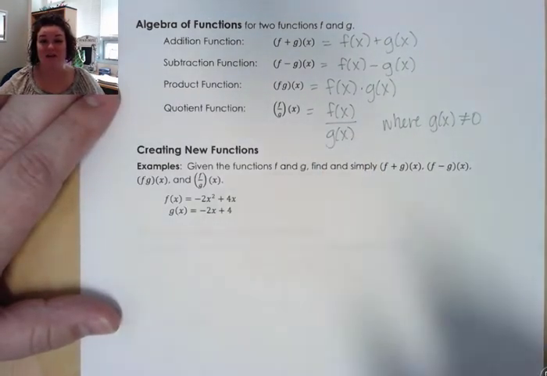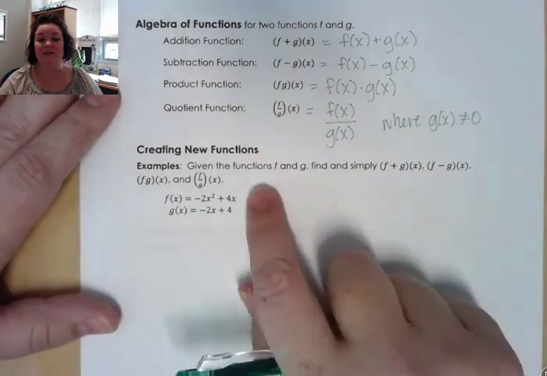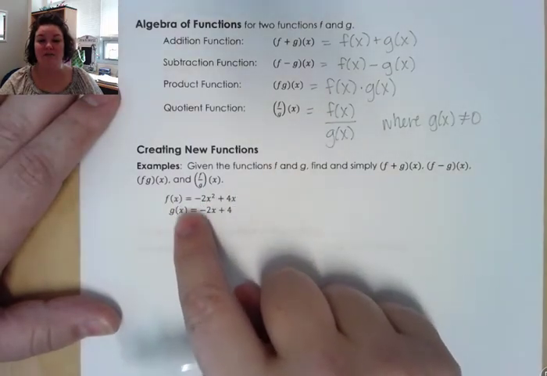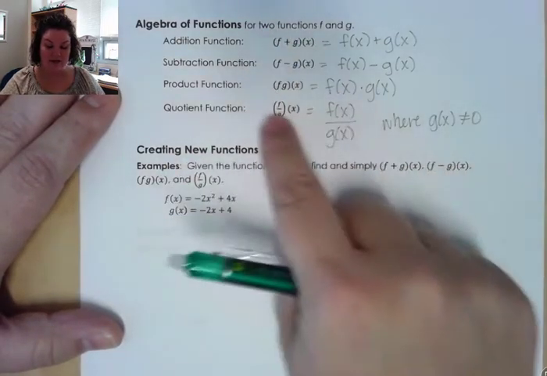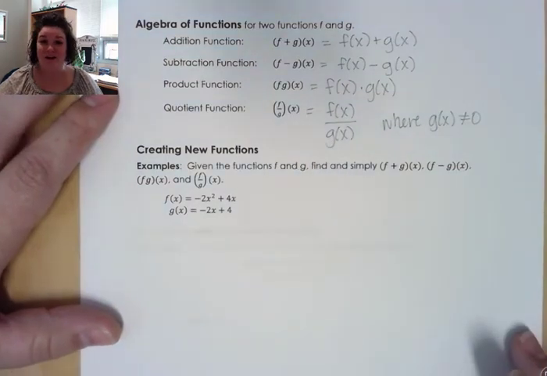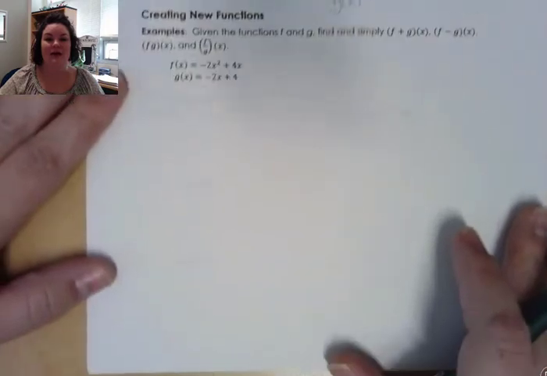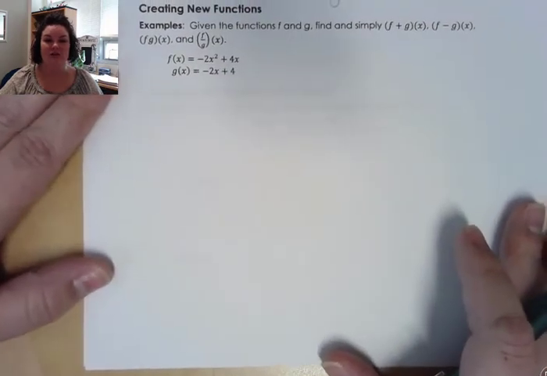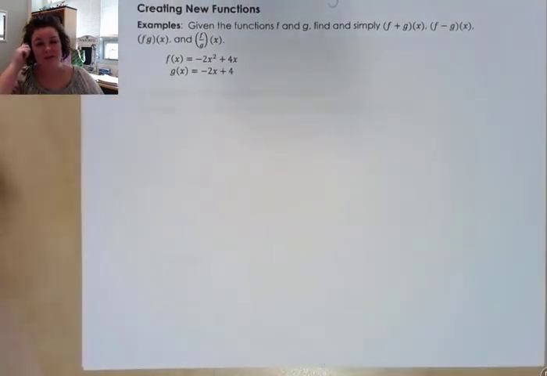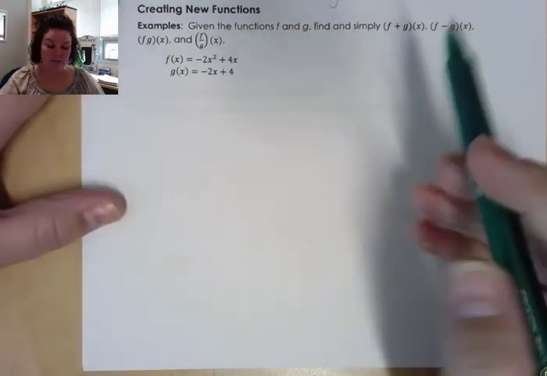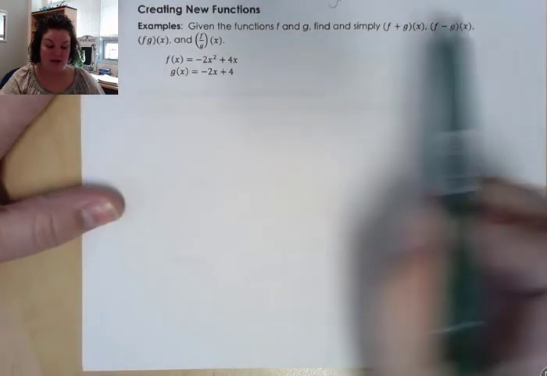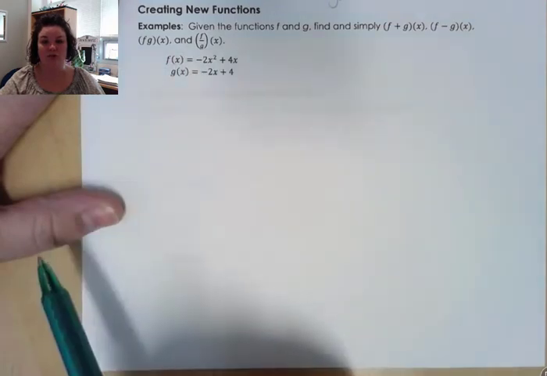So what I'm going to do is I'm going to give you an f and g function, and we're just going to calculate all these new functions so you get a little bit of practice coming up with those new functions, okay? So let's go ahead and look down here. Creating new functions. So given the functions f and g, they're listed here below, we want to come up with the addition, subtraction, product, and quotient functions.